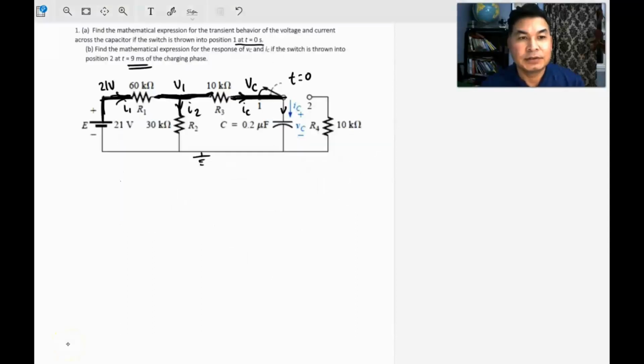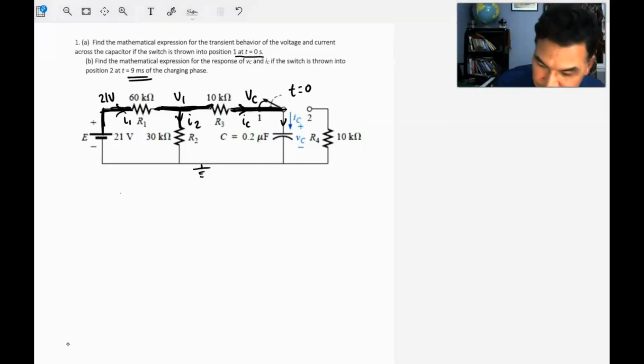Now let's do the second part of this question. It says, find the mathematical expression for the response of the voltage across the capacitor and current through the capacitor if the switch is then thrown to position B at 9 milliseconds of the charging phase. So after 9 milliseconds, the switch is connected to position 2. Now it will find a discharging path through this resistor and start discharging. How do the voltage and current discharge over time? First of all, we have to find the initial condition.